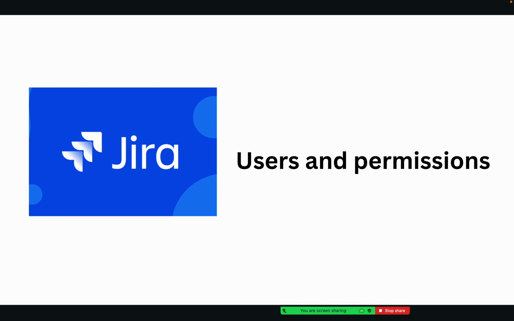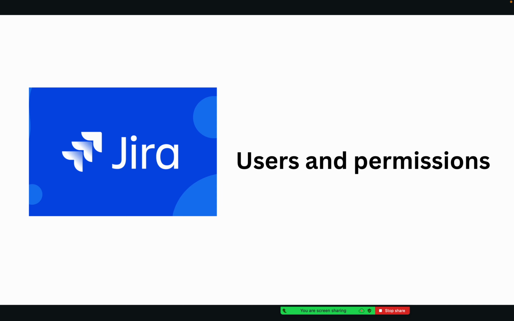So users and permissions, definitely we are talking about issues, and we are talking about workflow. So the issues and workflow, and third, the important core of JIRA is users. Users will work on the issue based on the workflow decided by the lead, the project lead, or the JIRA admin. And those different users will have different permissions.